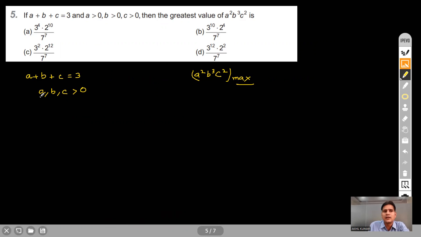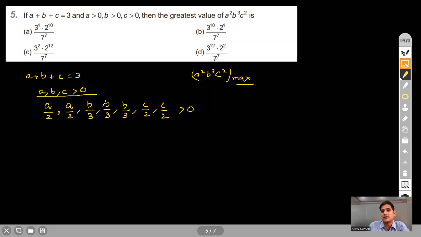So let me do one thing. Let me consider number A by 2, A by 2, then B by 3, B by 3, B by 3, and C by 2, and C by 2. Now look, this A, B, C are positive. So anyhow, these values A by 2, B by 3, and C by 2 will be positive.